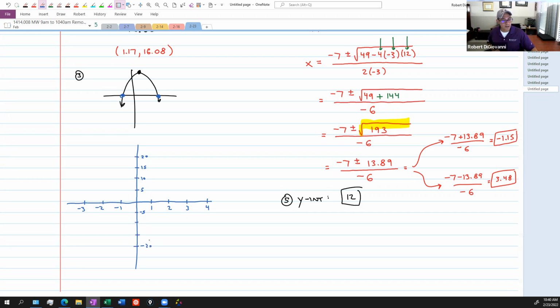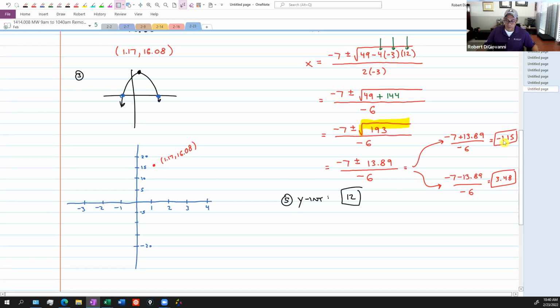Starting with the vertex, I need to go to the right 1.17 and go up a little bit more than 16. So this is, again, where you have to kind of eyeball this, a little bit to the right of 1, a little bit above 16, or 15, 16, sorry. And that's why it's important to label the point. That way I can tell when I look at it exactly what you meant. Okay, to the right 1 point something, up 16 point something.